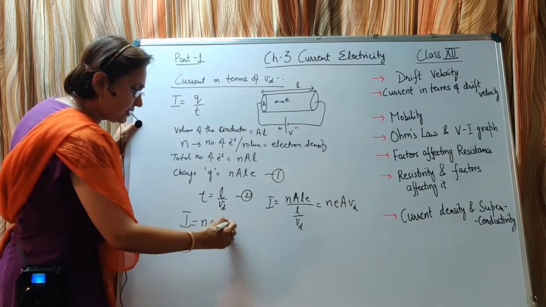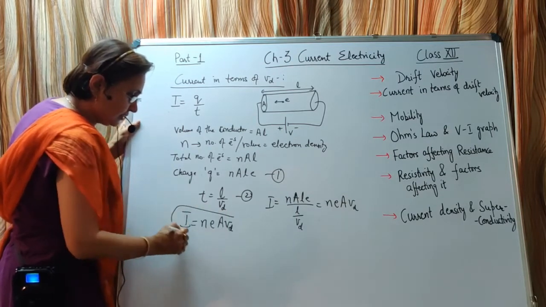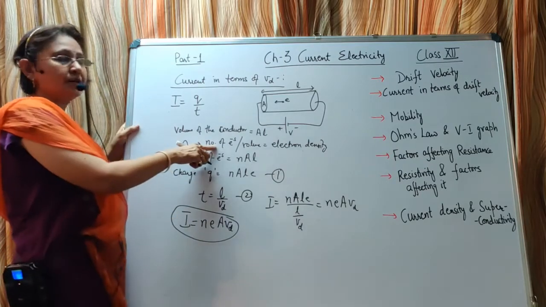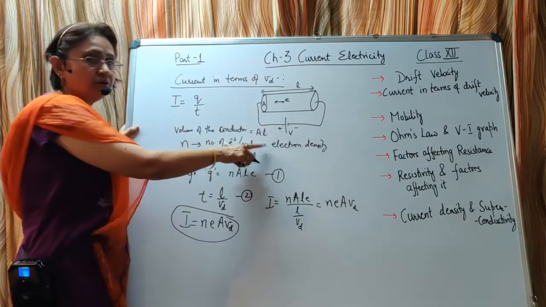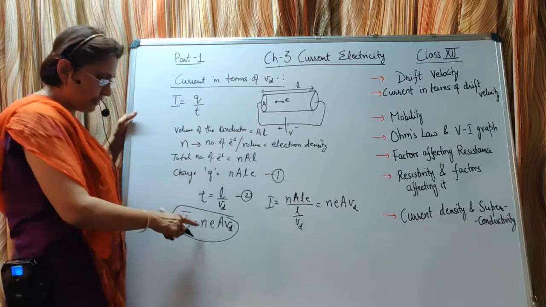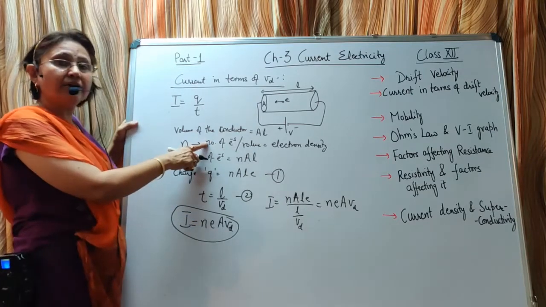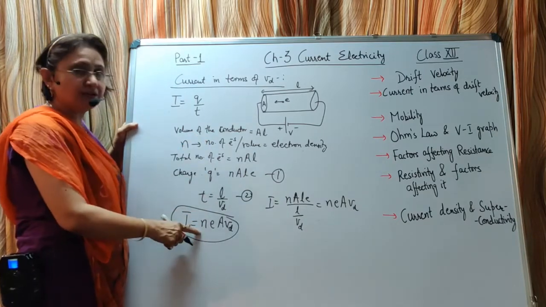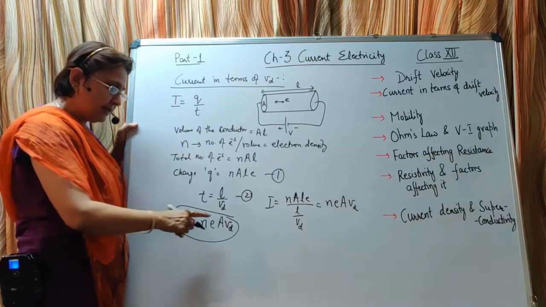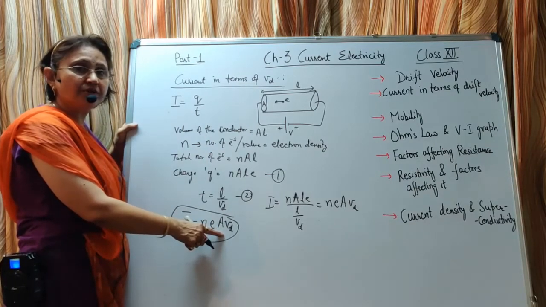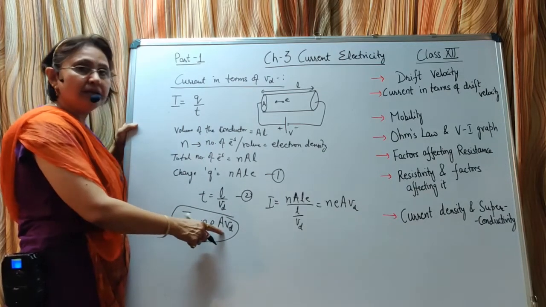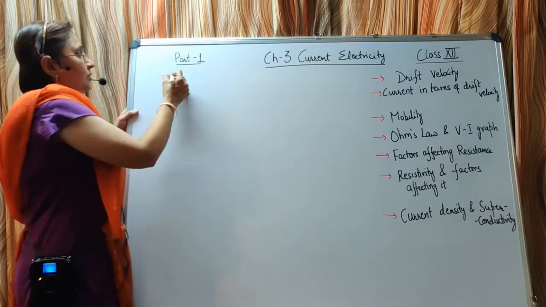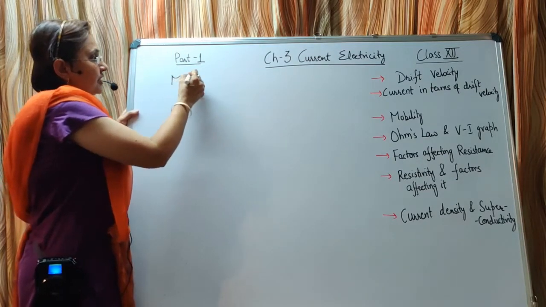Where this n is the number of electrons per unit volume. It is the electron density, not the total number of electrons. n here is the electron density, that is, the number of electrons per unit volume, and hence the current in terms of drift velocity is given by n e A into Vd. One small topic here we'll study: mobility.